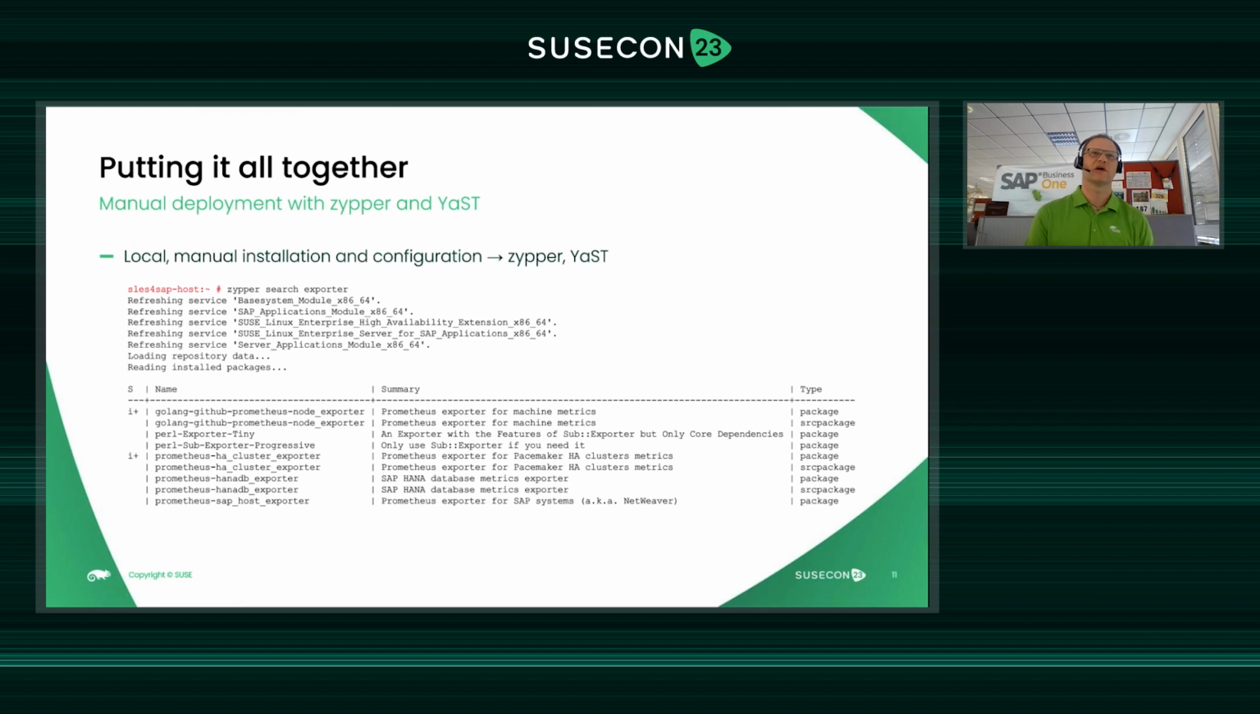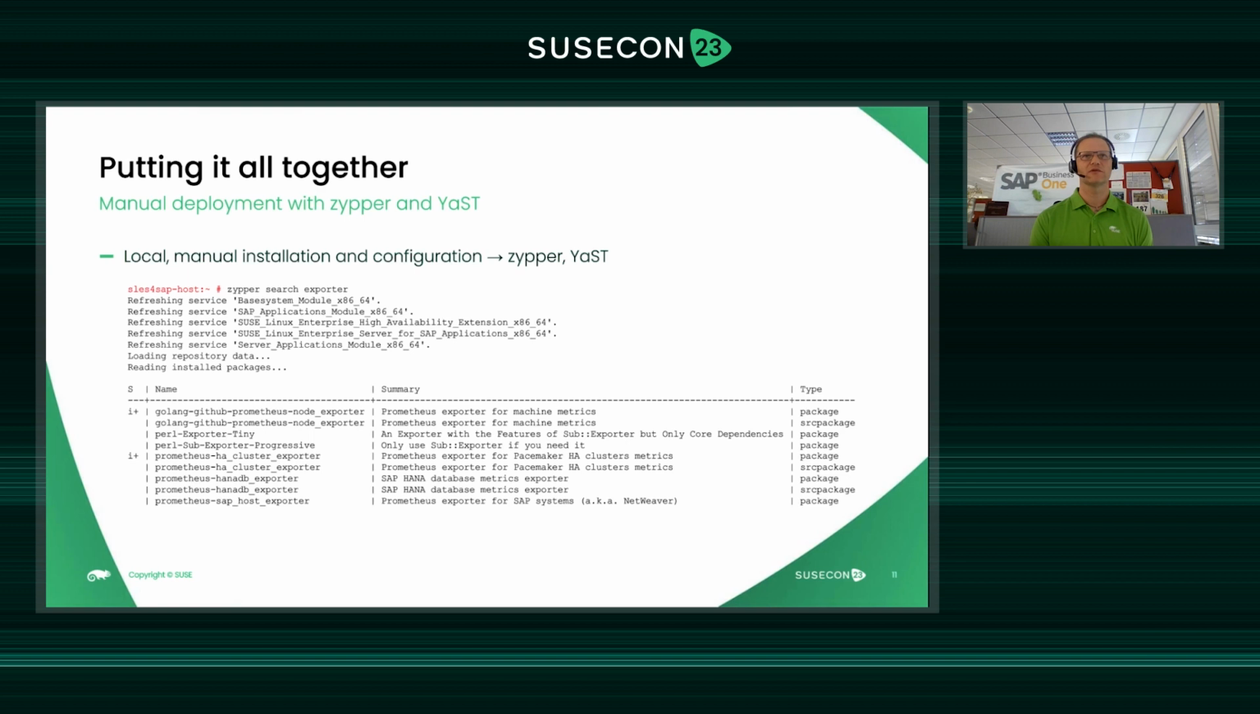So putting it all together means how can we install or how can we get access to those exporters? We have multiple ways. We can use YaST, the graphical installation tool, or you can use Zypper. With Zypper, you can search for, as mentioned in the example, type zypper search exporters, and then you will find the available exporters in your products. And with zypper install and the exporter name, you can simply install the exporter.